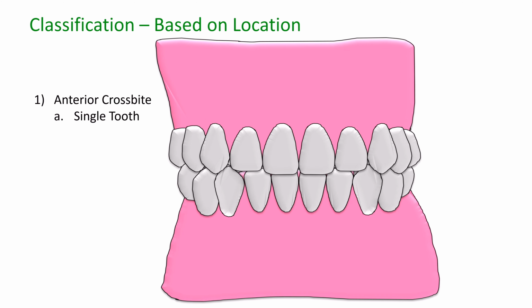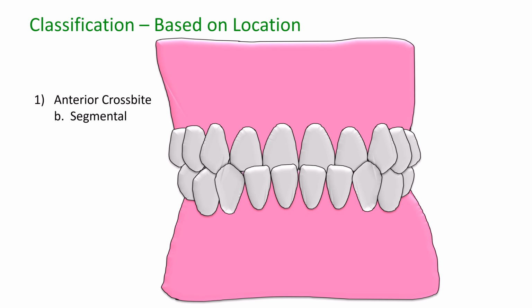Classification. It is classified based on location to two types: anterior crossbite and posterior crossbite. Single tooth anterior crossbite. This is segmental anterior crossbite.